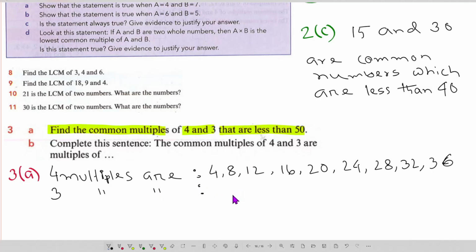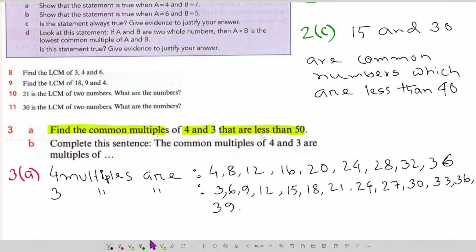So 3's multiples are 3, then 6, right? 6, 9, 12, 15, then 18, 21, 24, then 27, 30, 33, 36, and finally 39. So these are the multiples of 4 and 3.